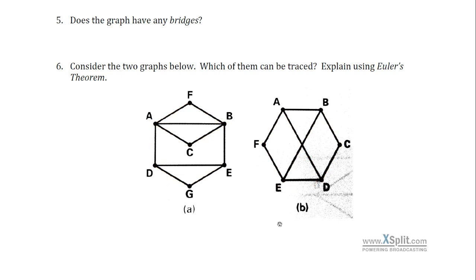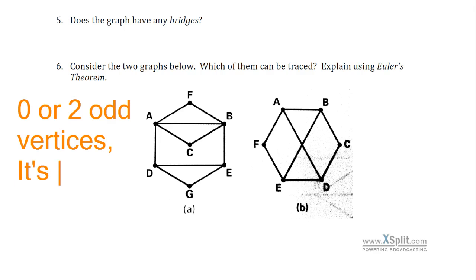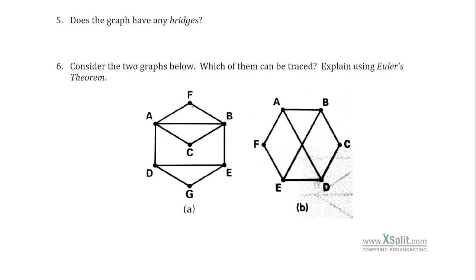And let me explain why that is exactly. Keep in mind we had this Euler's theorem that said if we have zero or two odd vertices, it's traceable. All right, so if we look at each of these graphs, where are the odd vertices? Nope, that's even, that's even, that's even, that's even. We have an odd one right there, and G is even. So we have two odds, so it's got to be traceable.